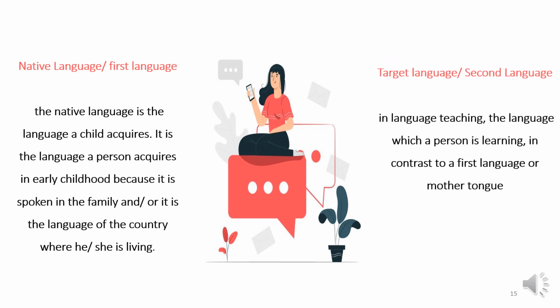Target or second language is the language that a person is learning. For example, for an Arabic child, the native language is Arabic, and it's also his first language. And the target language is English.